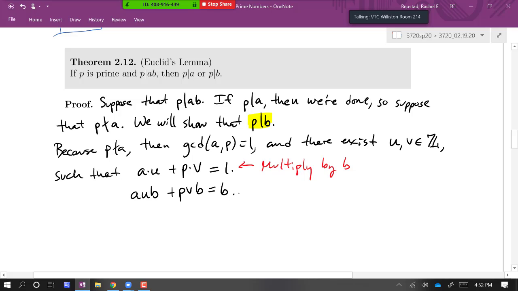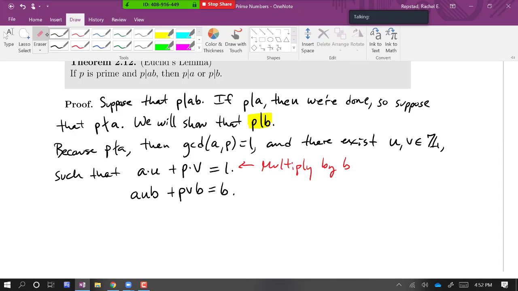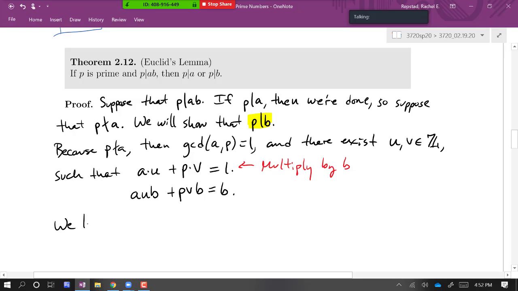Now we know for sure that P divides PVB, right? It has to. There's that factor of P. If only we could show that P divides AUB. Because if it did, then if you divide this term and this term, you have to divide the sum. How do we know that P has to divide AUB?